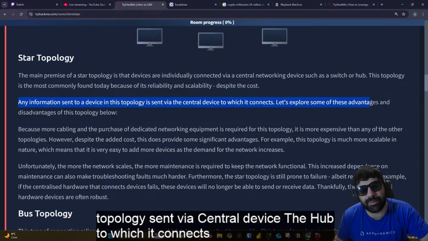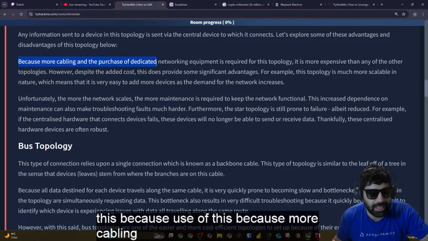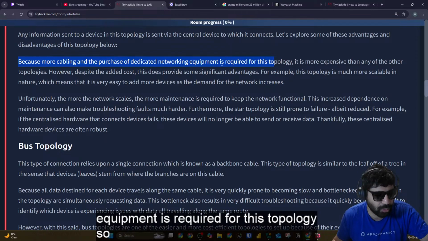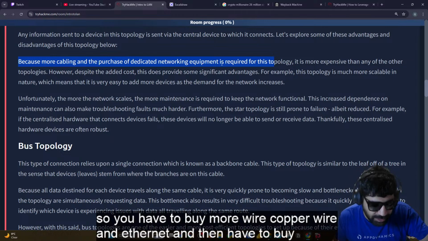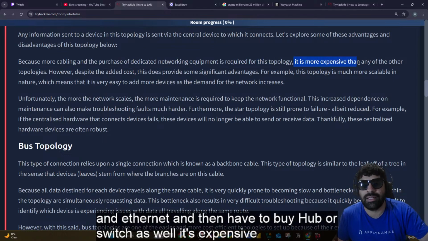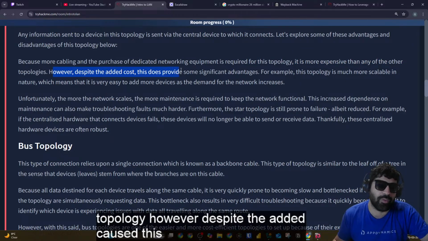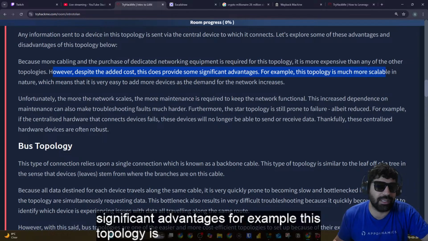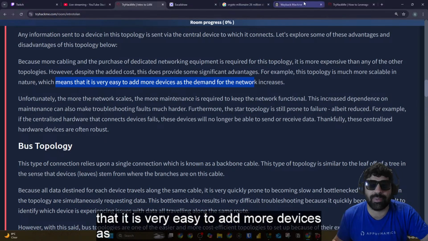Let's explore some of the advantages and disadvantages of this. Because more cabling and purchase of dedicated networking equipment is required for this topology, you have to buy more wire, copper or Ethernet, and then buy a hub or a switch as well. It's more expensive than any other topology. However, despite the added cost, it does provide significant advantages. For example, this topology is much more scalable, which means it is very easy to add more devices as the demand of the network increases.